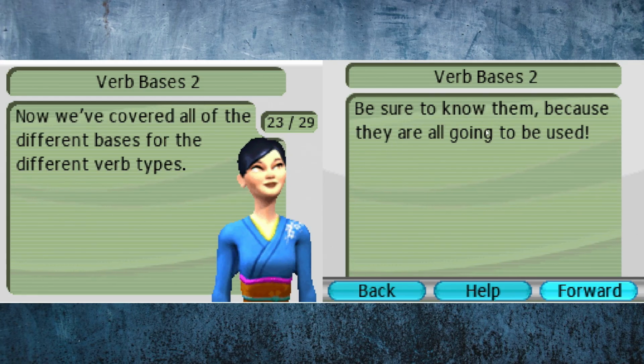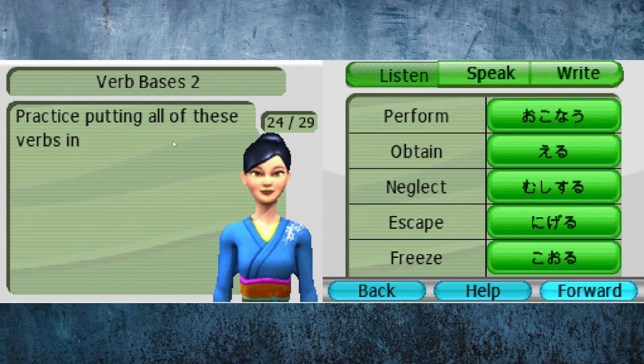Be sure to know them because they're all going to be used. Practice putting all of these verbs in their different bases, okay? To perform, which is okonau.